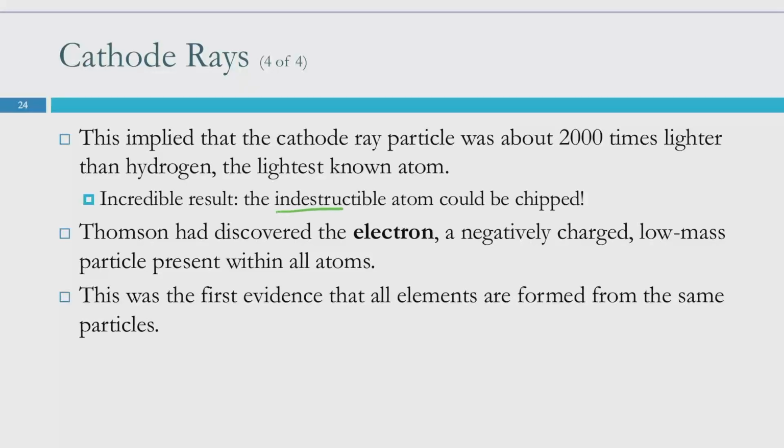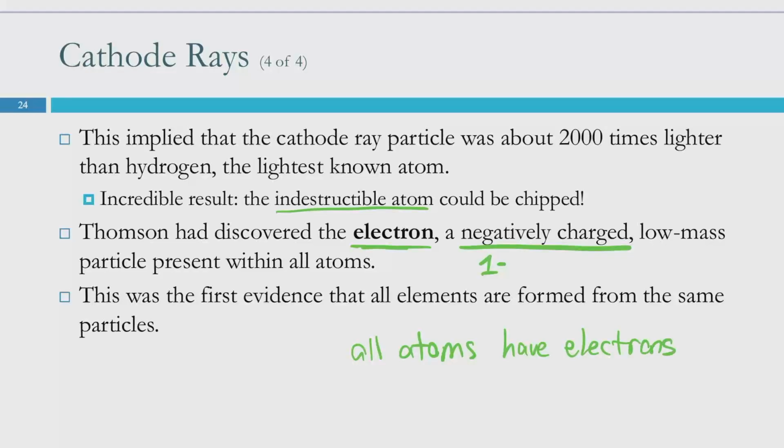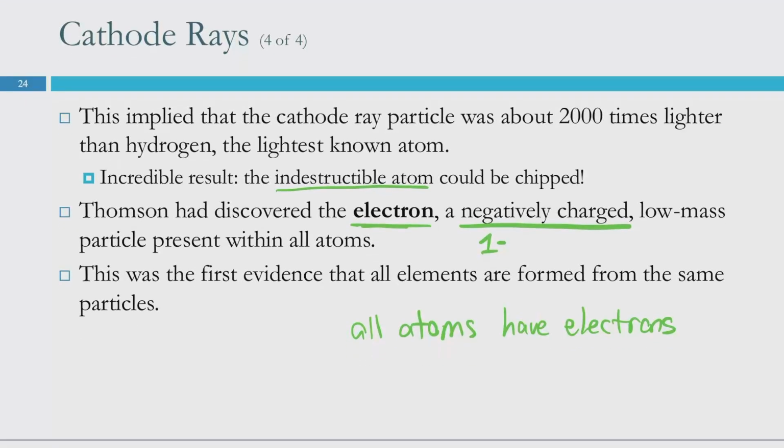And so the big takeaway here is that the formerly known indestructible atom could actually be chipped. You could take parts off of an atom. So Thomson had discovered the electron. The electron is negatively charged. It has a 1- charge, and it's got a really low mass. It's also present in all atoms. So that's why any material that he used for the cathode would produce these, because they all had electrons, so they could all eject or lose electrons. A lot of this is just history stuff.